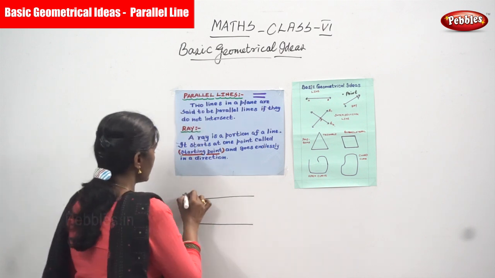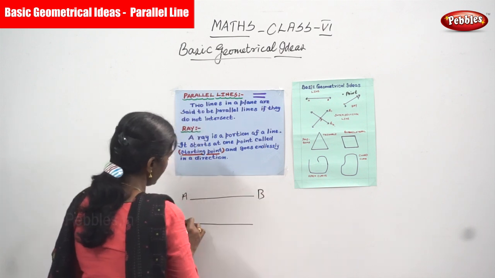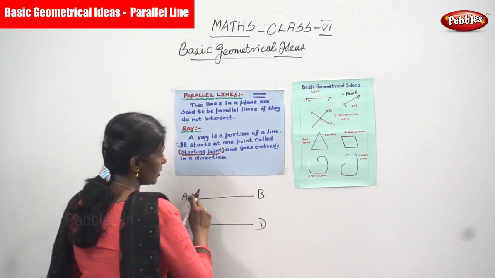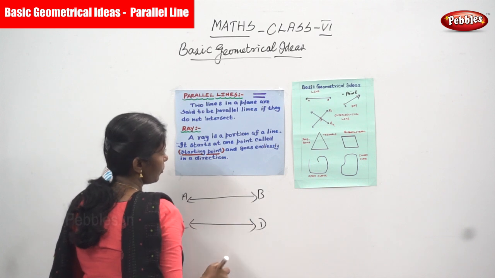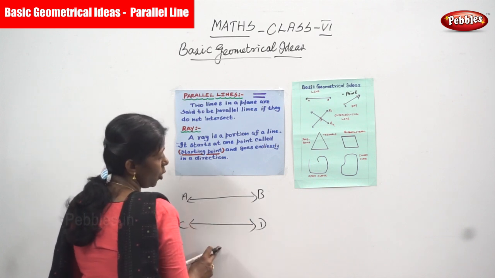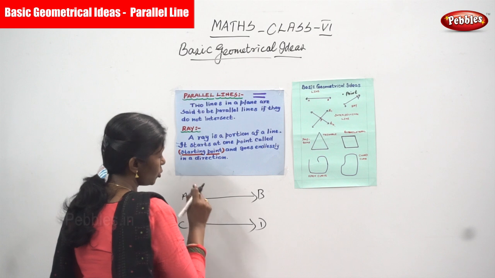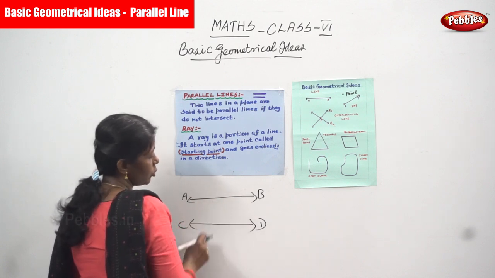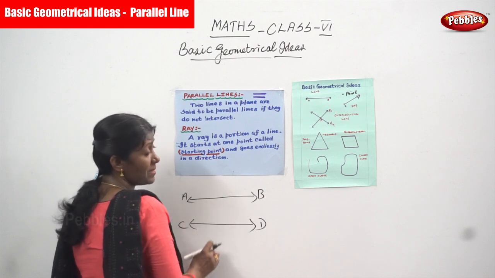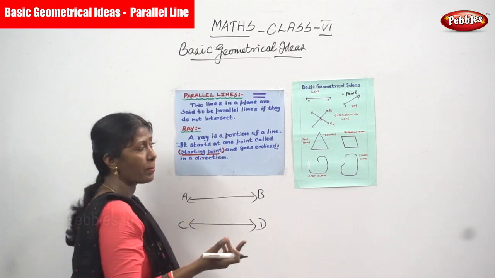So we can call this A, this B, this C and this D. This is one line and this is one more line. These two lines are called parallel lines. Two lines in a plane are said to be parallel lines, and they do not intersect. Intersect means they are not joined together and they don't have a common point.